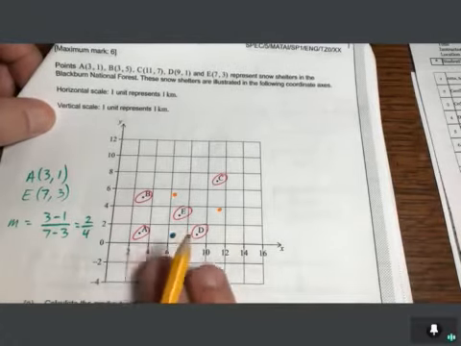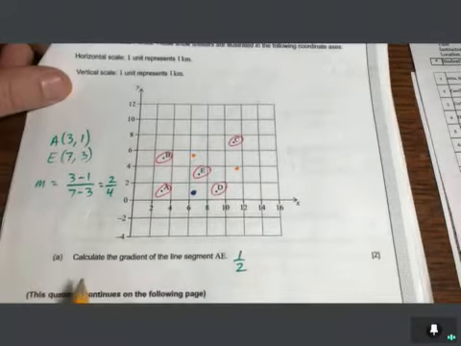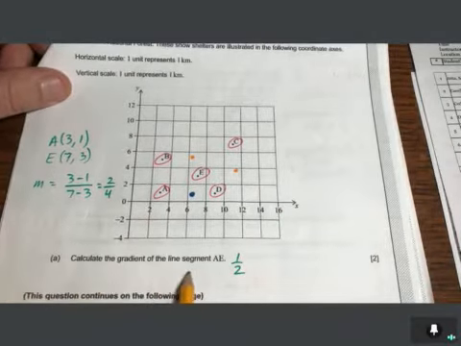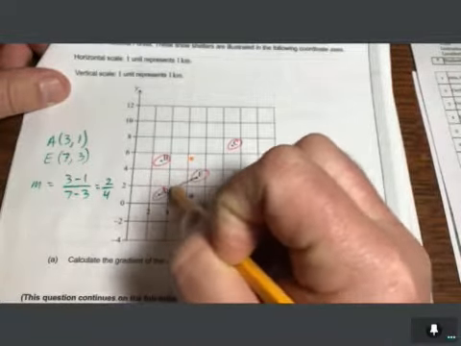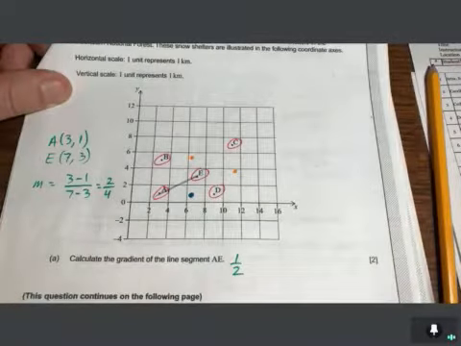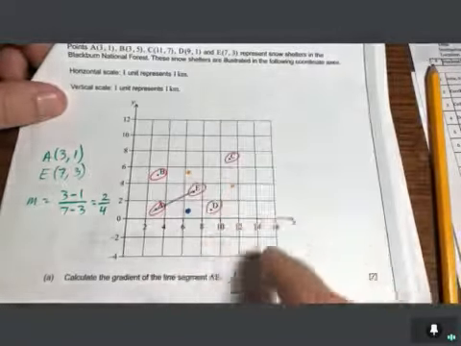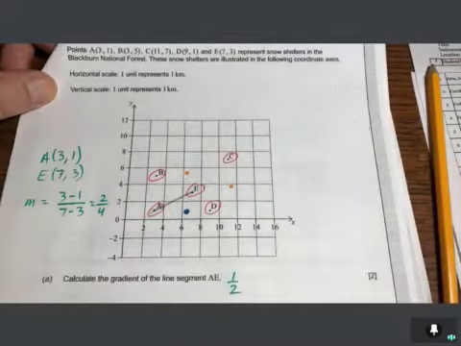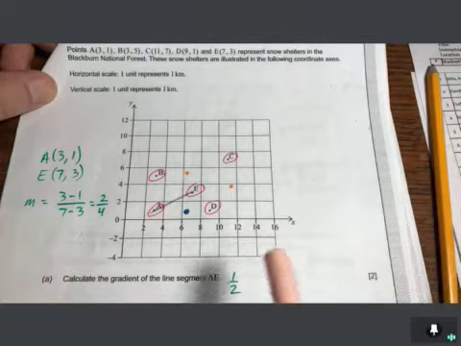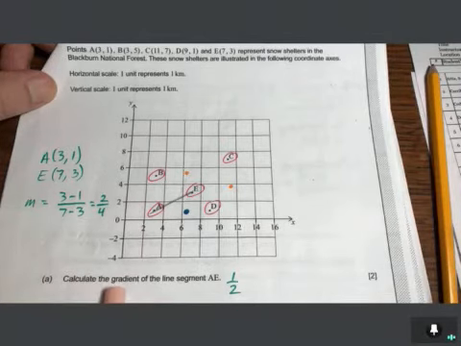Now they don't start out with a question like this. They first just say, "Hey, calculate the gradient of the line segment AE," which is this right here. But just to kind of tell you where they're going to go with this question once we flip the page, they just give you this scenario, and they're talking about snow shelters and a forest. And then they just ask you to find the gradient, which is the universal word for slope.